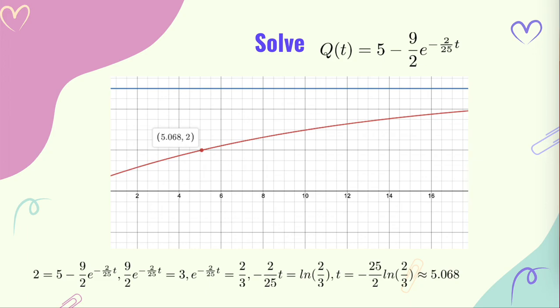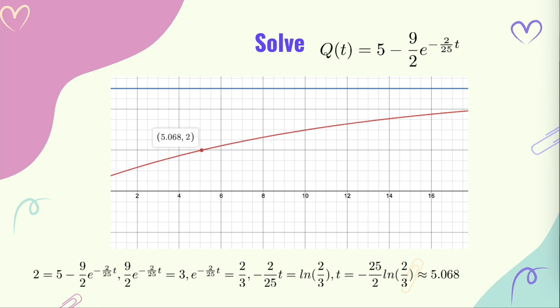And I put the arithmetic down here on the bottom that we could go through to come up with this particular value, 5.068, which is measured in minutes. Basically, all we do is we just set this equation we have equal to 2, to figure out at what point in time we will have 2 kilograms of salt in the tank. We move things around a little bit, and eventually end up having to use the natural logarithm to get that t is equal to negative 25 over 2, natural logarithm of 2/3, and that's about 5.068 minutes.